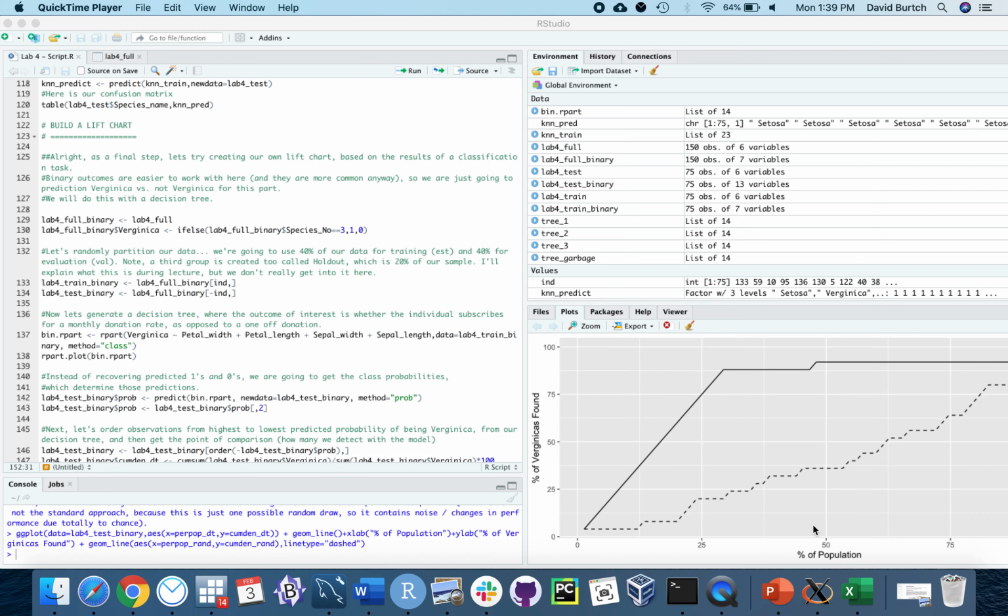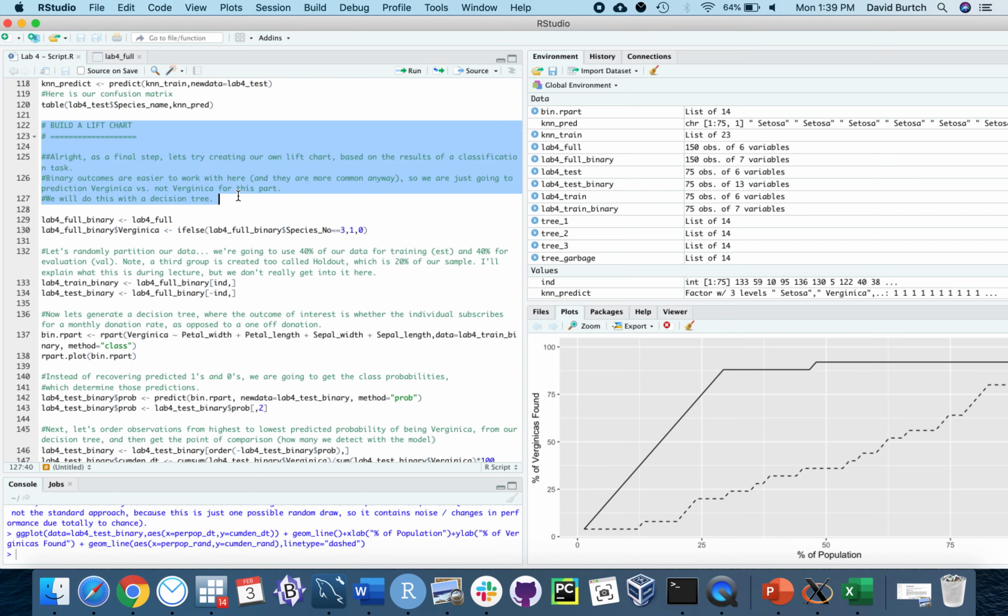Okay, and now we're back. Note that I went back to the script and I have now fixed it so that the chart draws properly. So what I want to do now is revisit this section of the script that talks about building lift charts, just to make sure that everybody's clear.